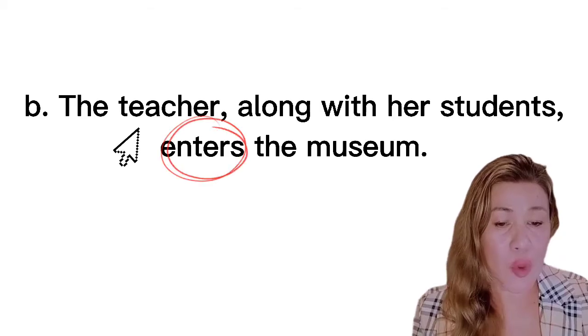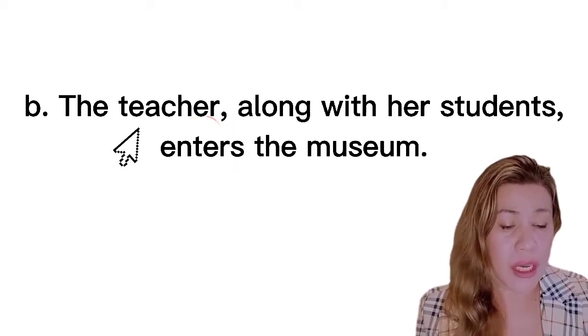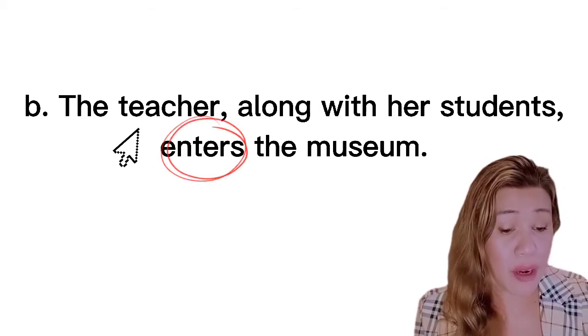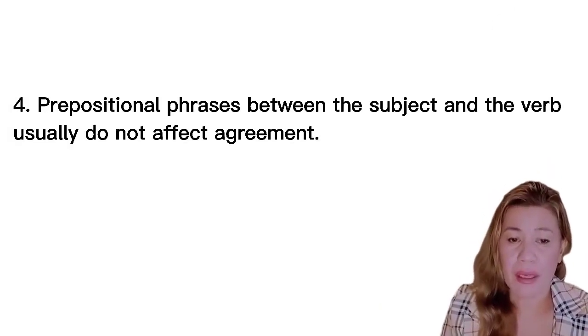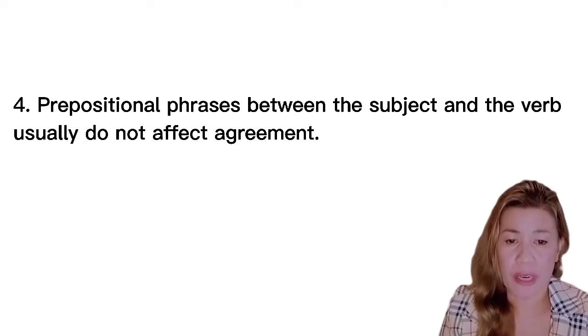It's not being talked about in the sentence. It is only part of the intervening group of. The 4th rule in subject-verb agreement is involving prepositional phrases.